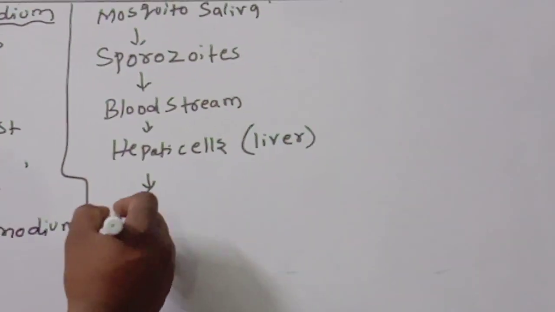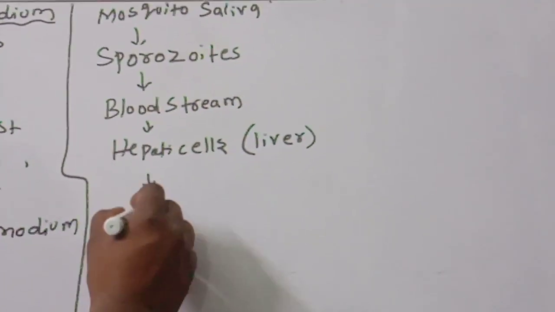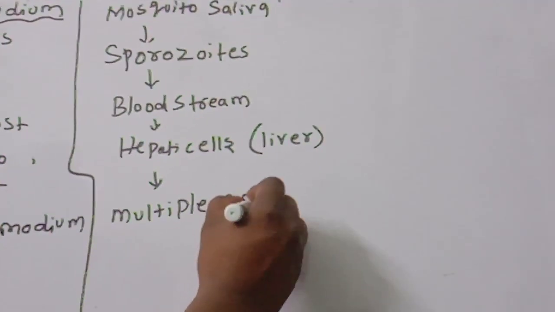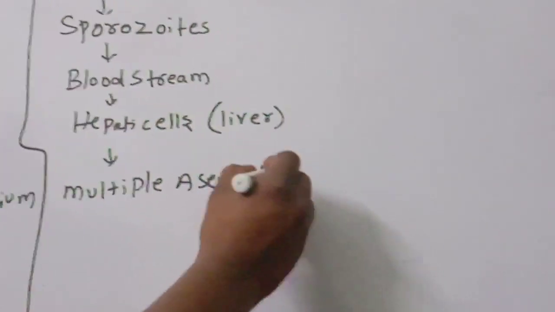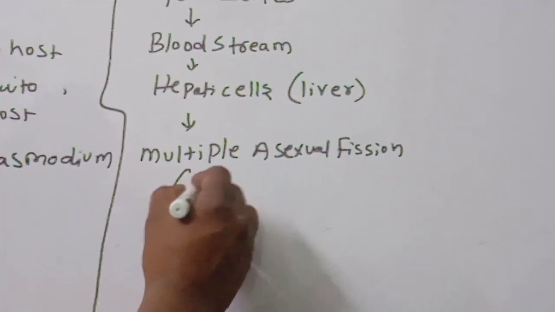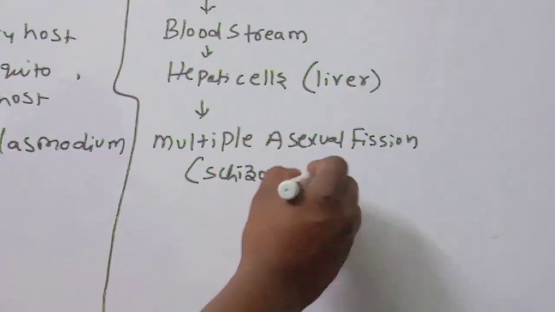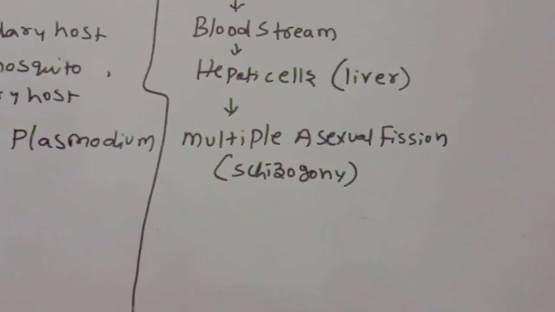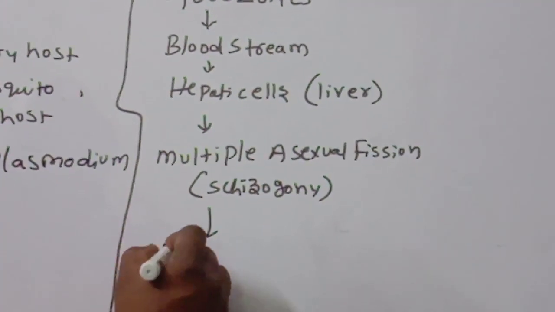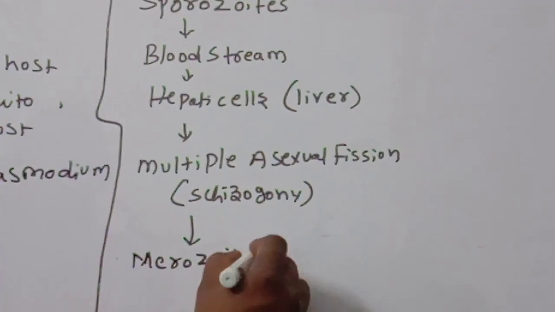Further, the sporozoites will undergo multiple asexual fission. Okay, children, very, very important. That process is called zygogony. And what is produced? Merozoites will come.